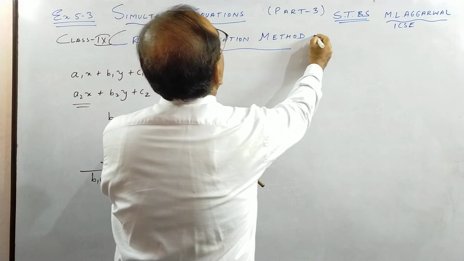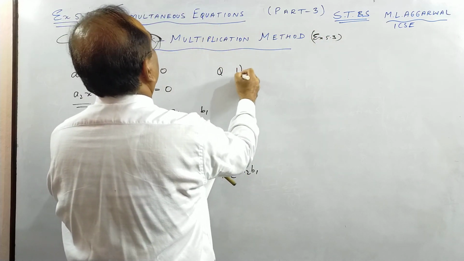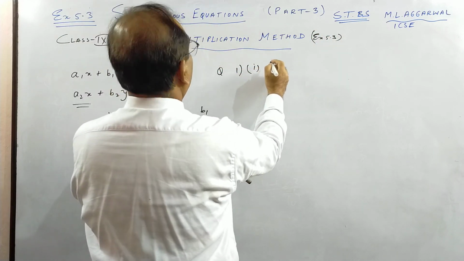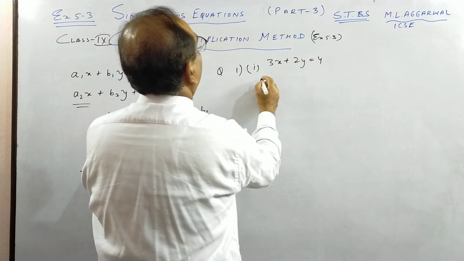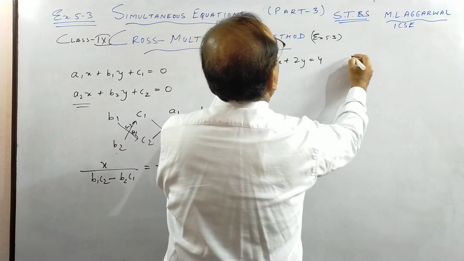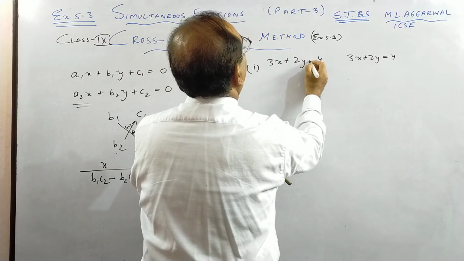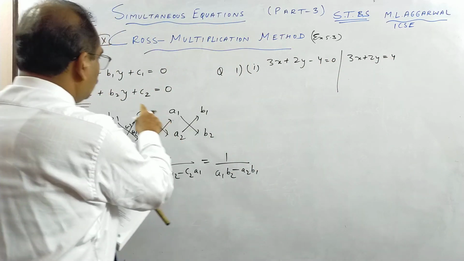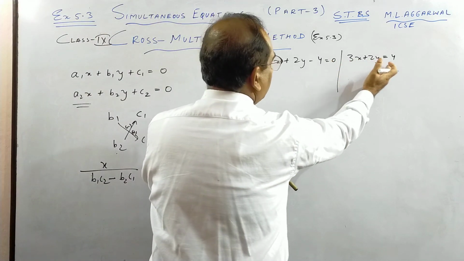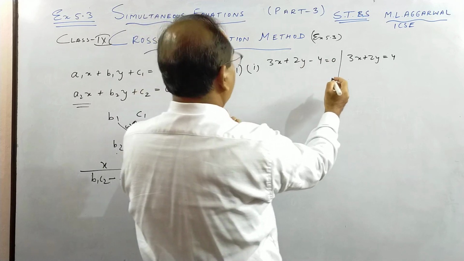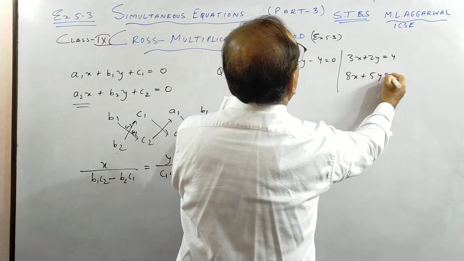Okay children, here I start exercise 5.3, question 1 part 1. We have two equations: 3x plus 2y is 4. First of all, I'll write it on the side and bring it to this format, so x, y, constant 0. So plus 4 I bring to this side, giving 3x plus 2y minus 4 equals 0. In the same way, the second equation is 8x plus 5y is equal to 9.